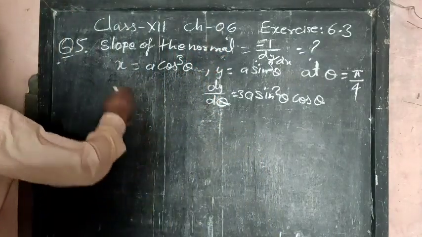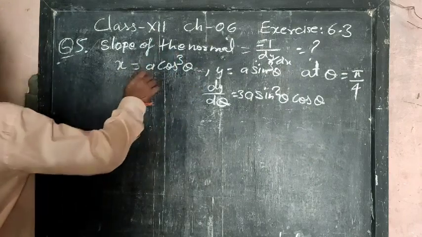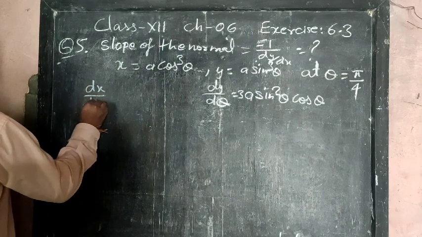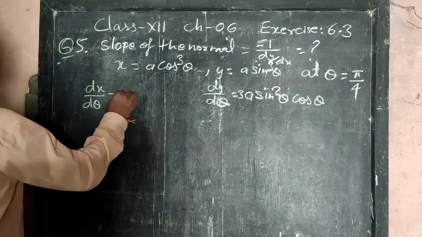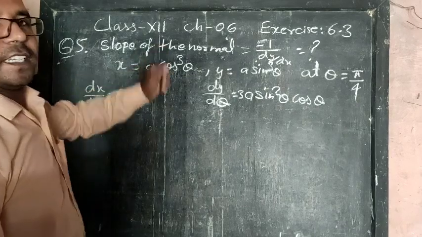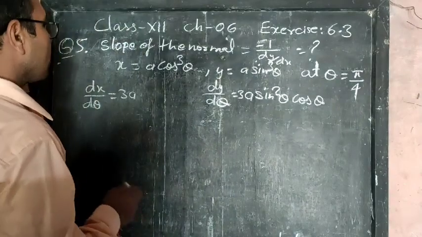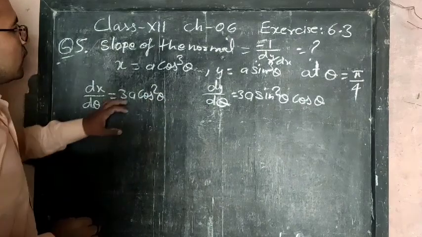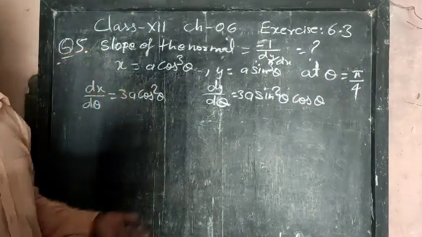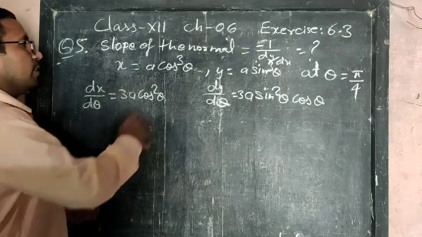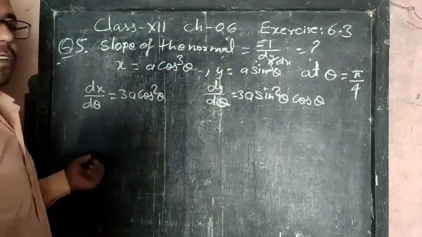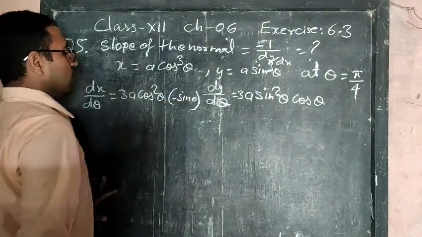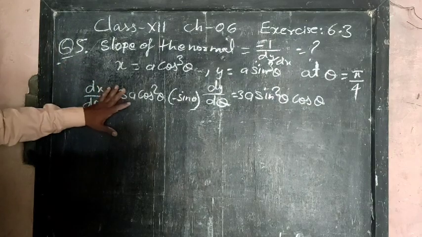Now let's see students, the second part: x is equal to a cos cube theta. Again we will differentiate with respect to theta only. So how much will you get here for dx by d theta? 3a cos cube theta differentiation gives 3 cos square theta, but this one was not theta, so again differentiate with respect to theta. Cos theta differentiation you will get minus sin theta. So now students we have got this much.